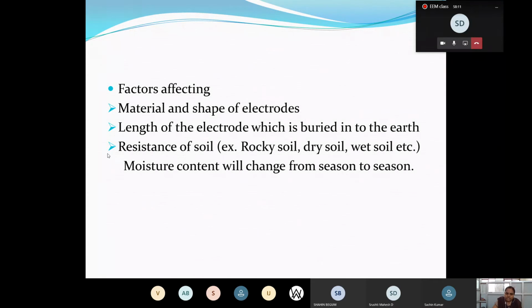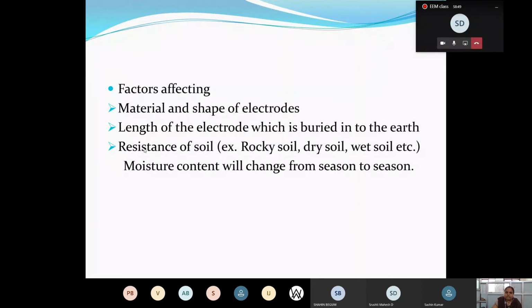Next, resistance of soil, means different soils. When the soil is wet, when the soil is dry, or in rocky soils where stones will be there. In wet soil, the current conduction is faster. In dry soil, it's slow. For that reason, we have to choose a perfect earth, the ground where we are going to do the earthing, and the depth of the electrodes for the ground. These all come under factors affecting the earthing.